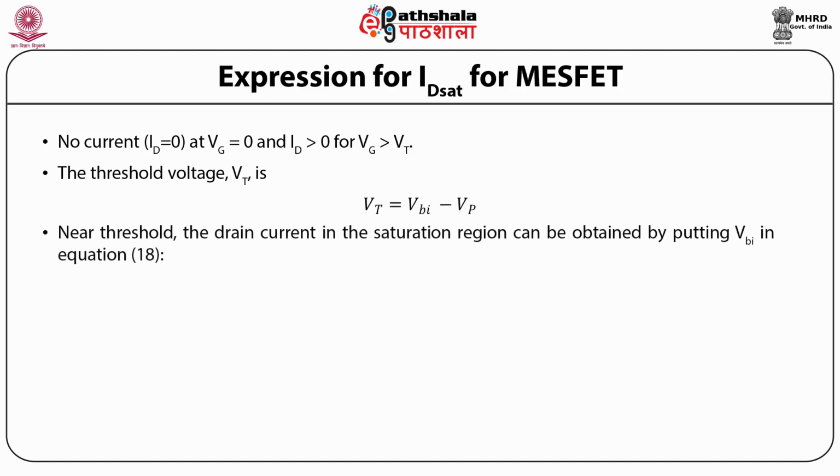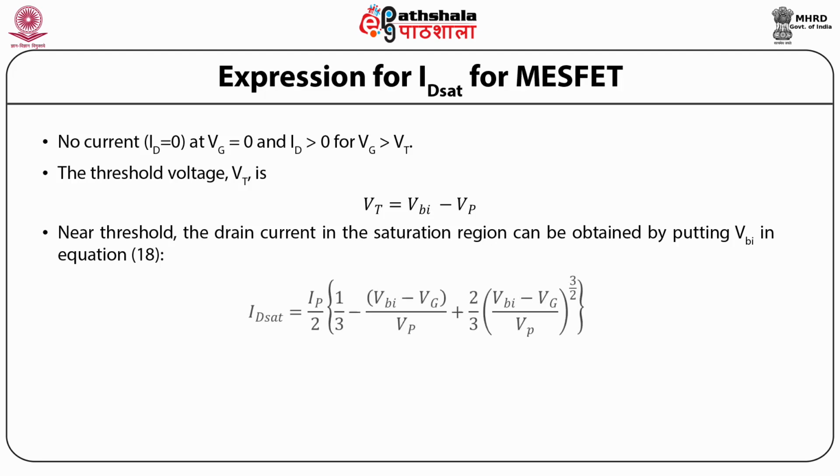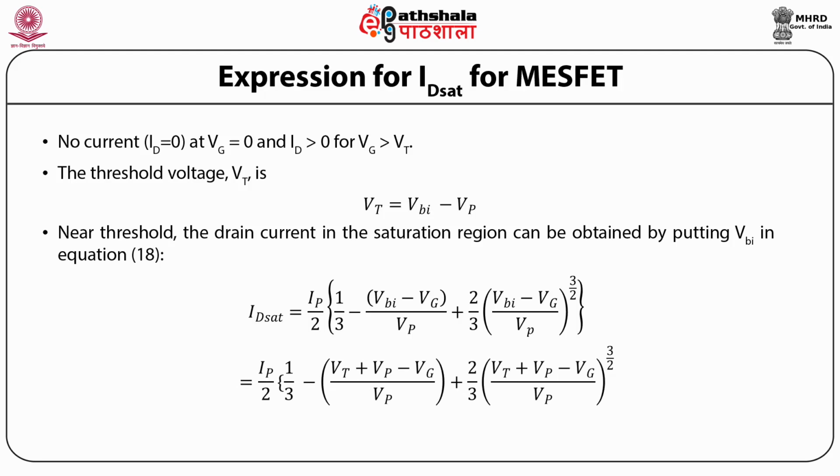So near threshold, the drain current in the saturation region can be obtained by putting VBI as in the VD. ID saturation becomes IP by 2 multiplied by (1 by 3 minus ((VBI minus VG) by VP) plus 2 by 3 multiplied by ((VBI minus VG) by VP) to the power 3 by 2). So we'll get this expression by putting VPI as VT plus VP.